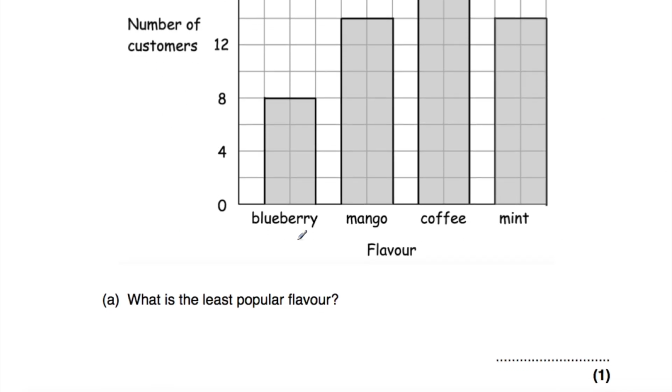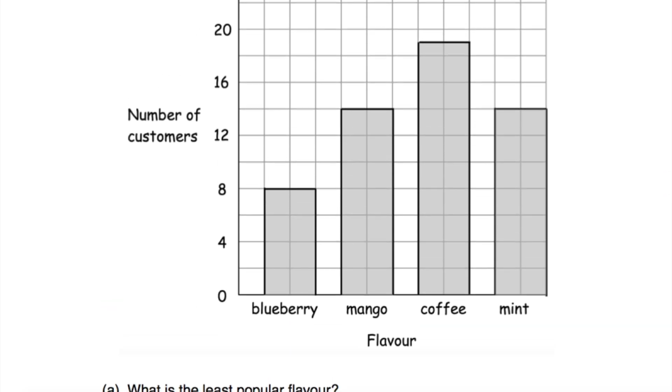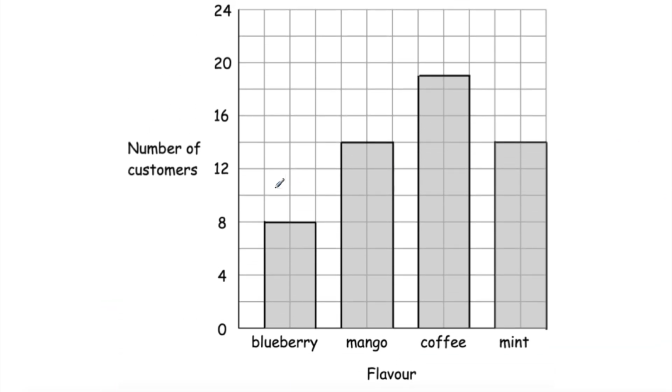And then part A says, which is the least popular flavour? So we're looking for the bar that's the shortest, the one that less people or the least number of customers have voted for. And as you can see, that's blueberry. Less people have voted for blueberry than any of our flavours, so it's going to be blueberry.